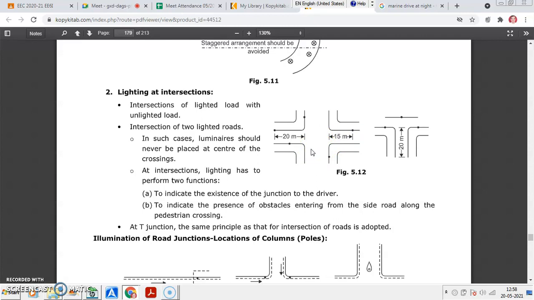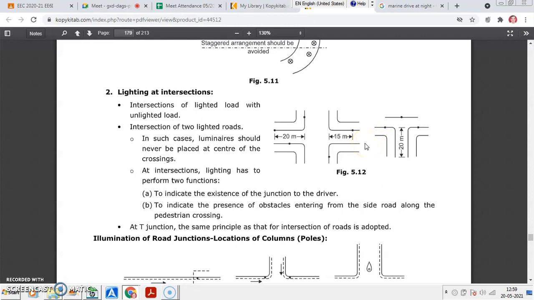So at a T junction also you have to do the same. This is a T junction. 1, 2. What is a T? One straight road goes and here there is only a path. 1, 2 and 3, these three lamp posts are provided. Okay.